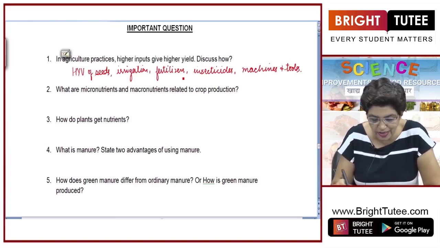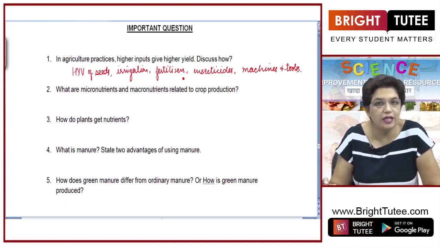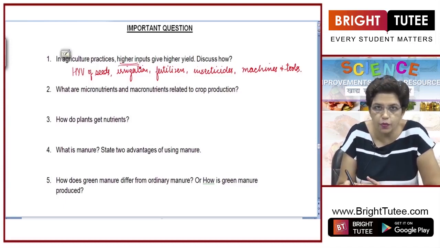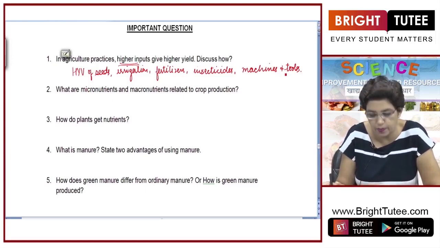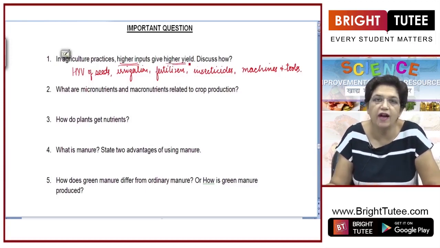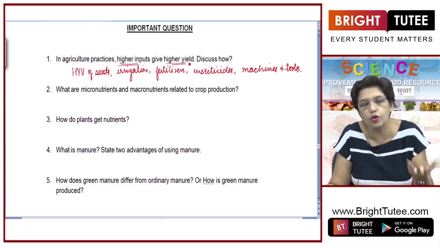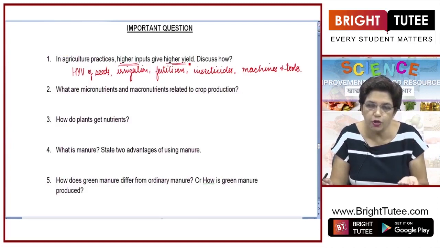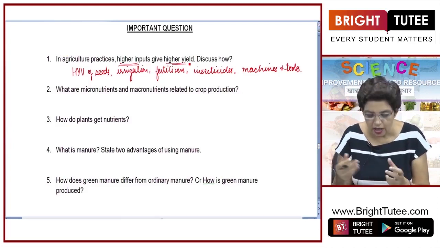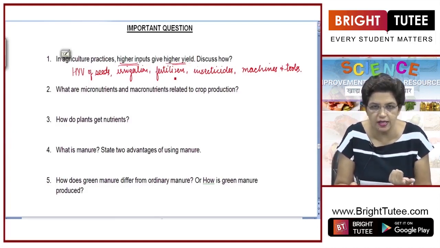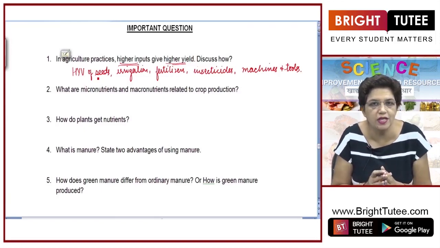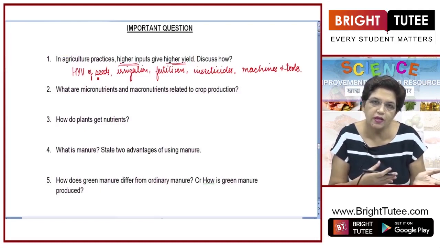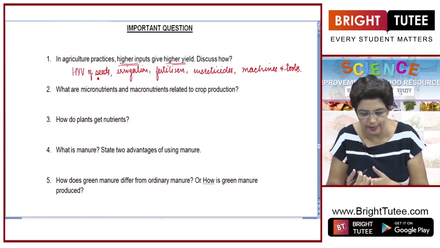Now all these inputs, we need money to buy these inputs. So if a farmer is putting up higher inputs, if he is able to buy these inputs, then he will definitely have higher yield. He will get more crops from the given piece of land. On the other hand, if the inputs are low on small pieces of land, if the farmers are not using fertilizers, they are not using good variety of seeds, the yield will be less. So they are directly proportional. Higher inputs will lead to higher yields.